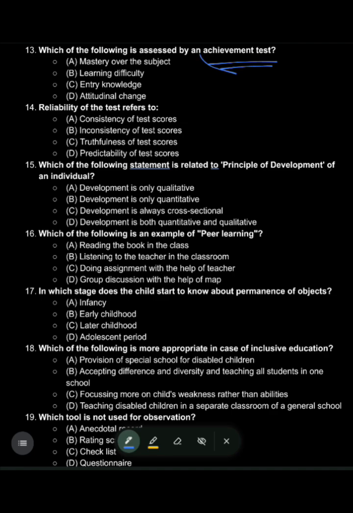Which of the following is assessed by achievement test? Means when we do achievement test, then what we can know? We can know the mastery over the subject. How much clear we are on a subject, that we can know from the achievement test. So A will be the correct answer here.